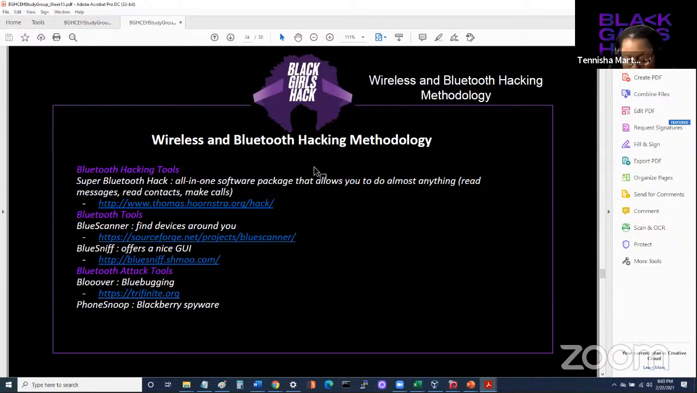So there are a lot of different Bluetooth hacking tools. Let's see, Super Bluetooth Hack. There's BlueScanner, which is going to allow you to find Bluetooth devices around you, BlueSniff, BlueOver, and PhoneSnoop. So for the most part, you'll see that most of these things say blue. So if you see that, you know that it's talking about something Bluetooth related. And then of course, PhoneSnoop, which doesn't say blue, but it is still about Bluetooth.